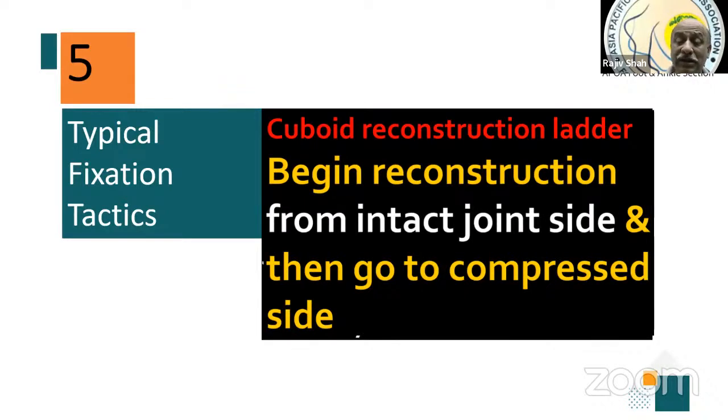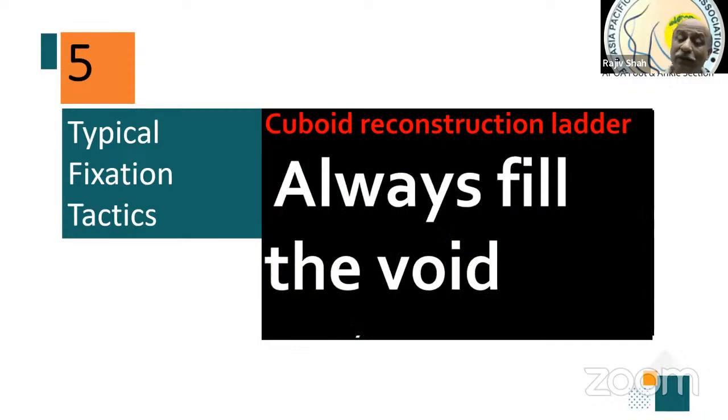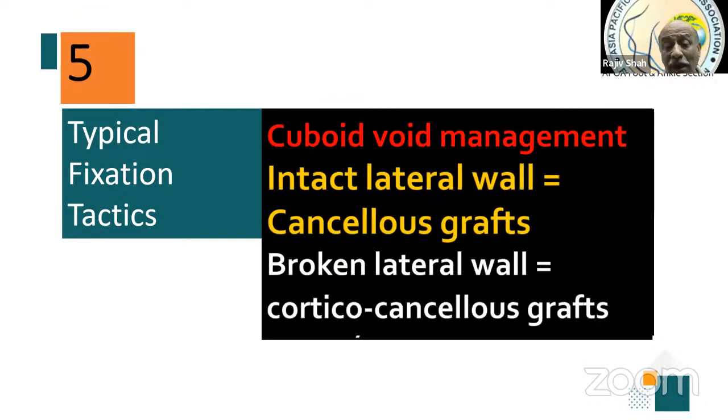Whenever you are dealing with cuboid reconstruction, you start reconstruction from the intact joint side and then go to the compressed side. So suppose the metatarsocuboid joint is having much comminution, you start with calcaneocuboid reconstruction and vice versa. Always, always, always, whenever you are leaving a void in the cuboid, which is very, very common, you fill it with cancellous bone graft, which you can take from the proximal tibia or calcaneus, but you must fill the void. And if you have an intact lateral wall, then you can push in cancellous grafts. But if the lateral wall, which is the main support of the lateral column of the foot, is broken, then you have to use corticocancellous grafts. So this was the question I had asked earlier in our group.